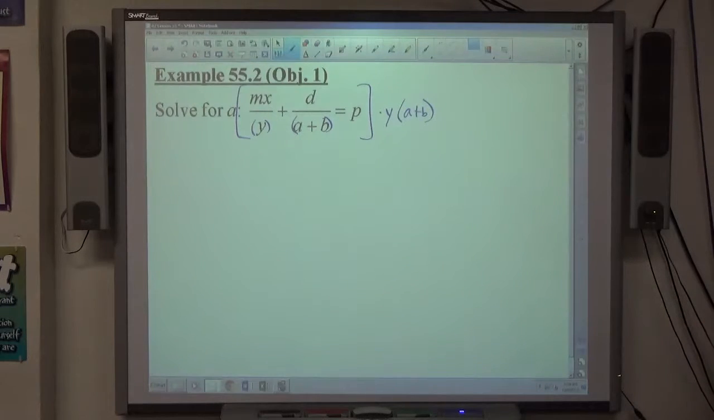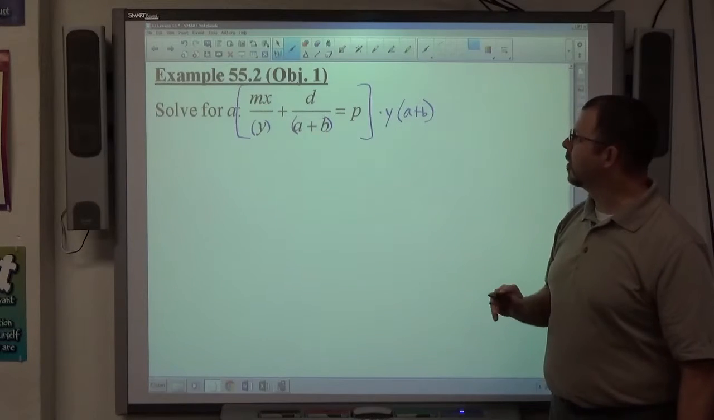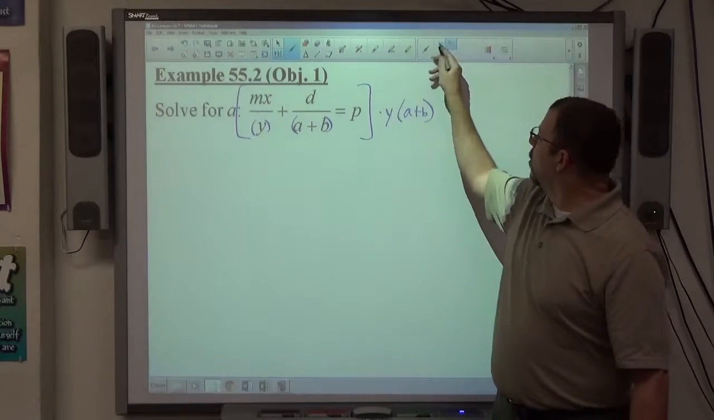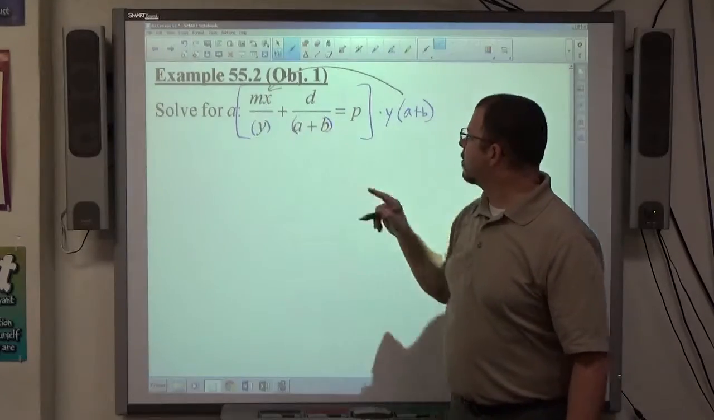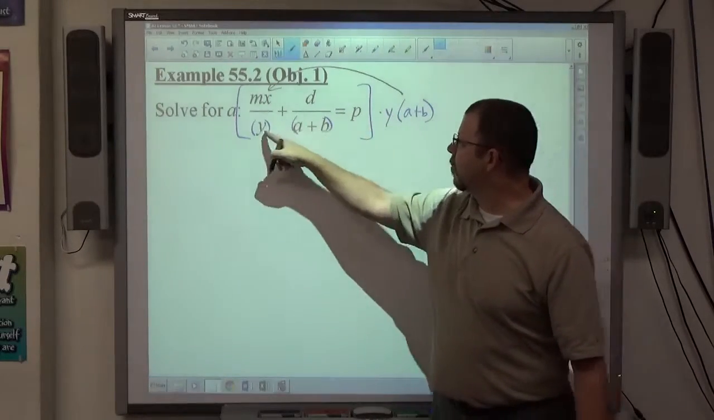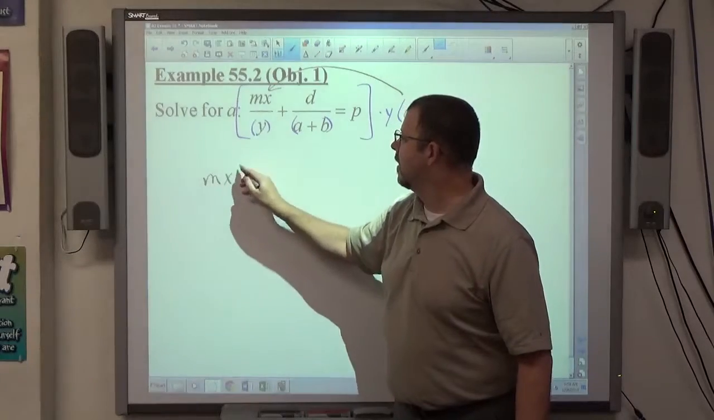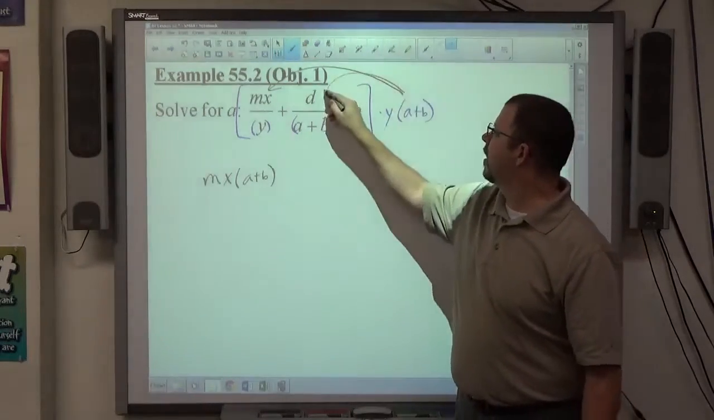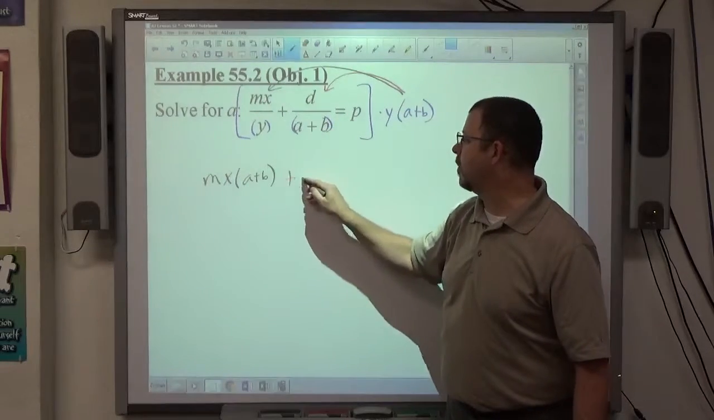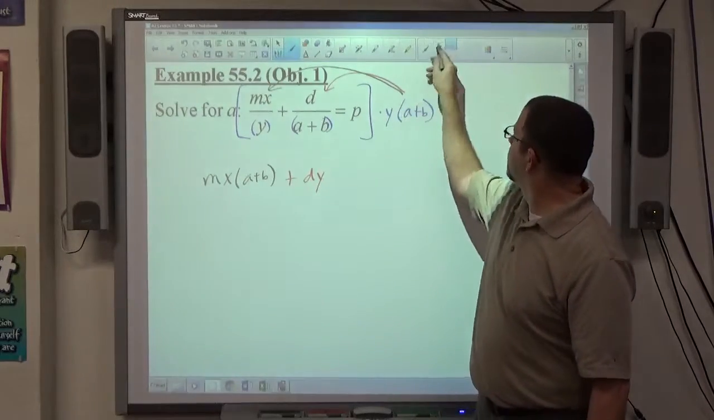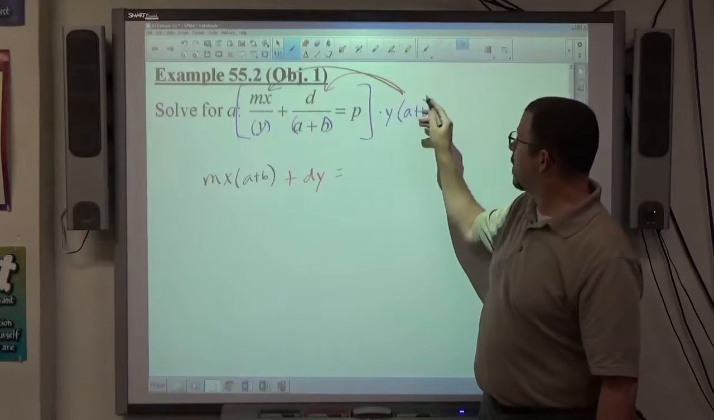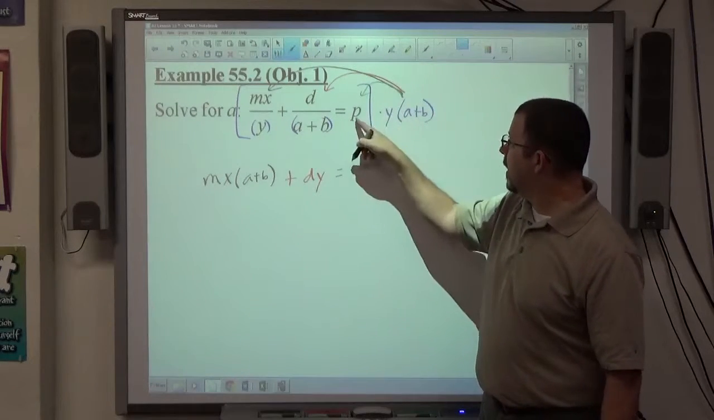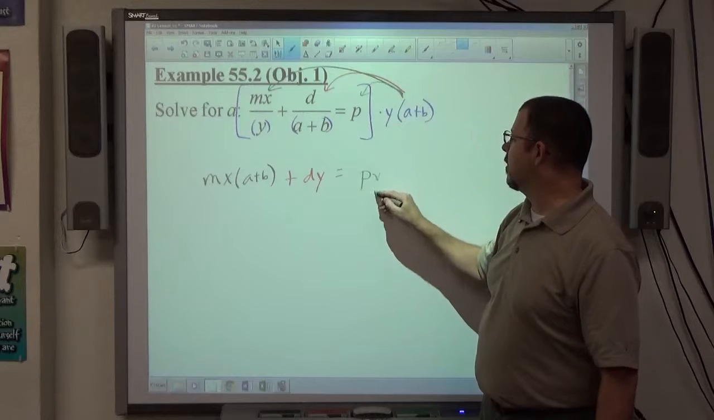Okay, so keep that in mind that a plus b is a factor. It's going to be treated as a single object when we do this multiplication. Now, when I multiply through, I'm multiplying this times this. Cancel first, so y cancels y, so I'm left with mx times a plus b. When I do this times this, the a plus b cancels a plus b, I'm left with dy. And when I do this times this, p, y, and a plus b all get multiplied together.